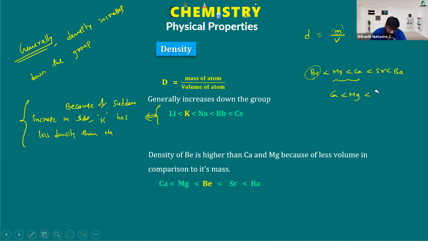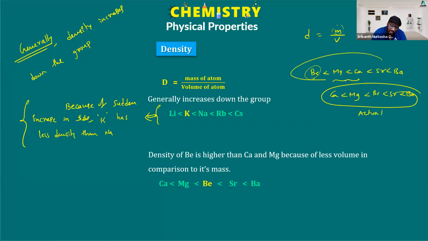Calcium is least, then magnesium. After magnesium, you have beryllium, then strontium, and then barium. This was the actual order, and the expected order was different, because the density of beryllium is higher than calcium and magnesium because of less volume in comparison to its mass. So it's a combined effect of mass as well as size. Is that clear?